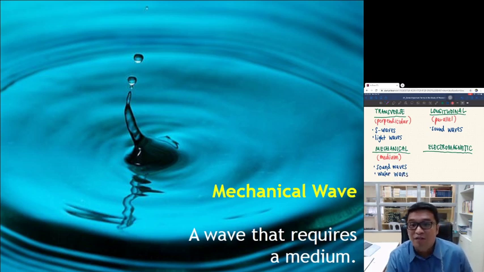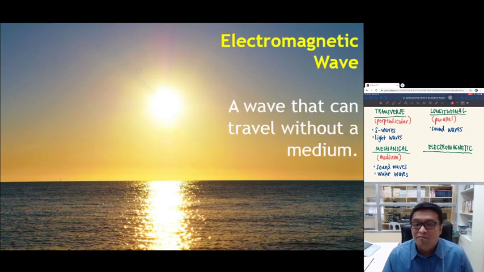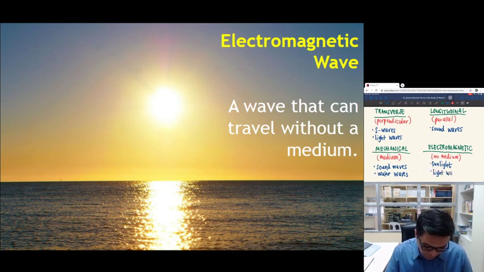On the other hand, some waves do not require a medium to travel, and they are called electromagnetic waves. So no medium. A very good example of an electromagnetic wave is actually sunlight, because it comes from outer space and it reaches the earth even without a medium, or light waves. While light waves can also travel with a medium. So this means that, for example, light waves are considered transverse and electromagnetic waves, while sound waves are considered longitudinal and mechanical waves.